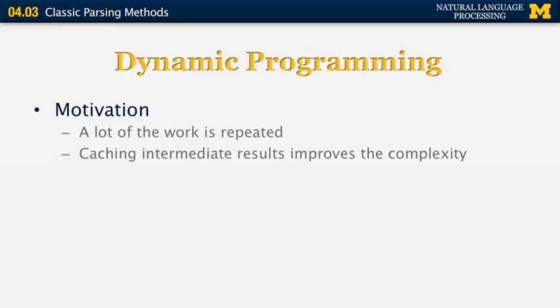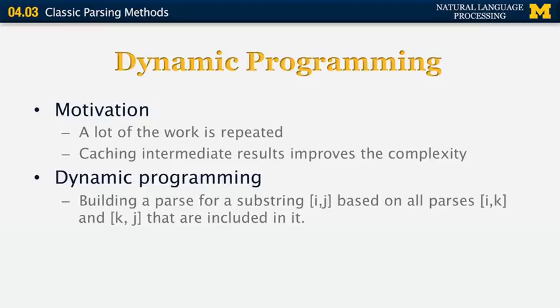So the next thing that we're going to talk about is the Cocke-Kasami-Younger parsing method, or CKY. It's based on dynamic programming. And the reason why we're using dynamic programming is so that a lot of the work that is normally repeated in parsing, bottom-up or top-down parsing, doesn't have to be repeated. So we're going to cache some of the intermediate results in order to improve the complexity of the parsing algorithm.